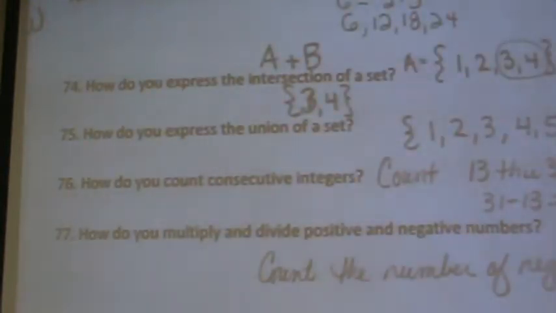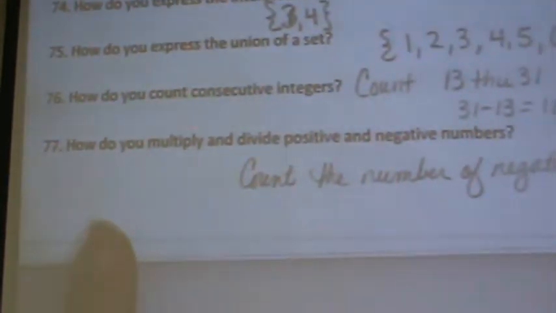Okay. How do you multiply and divide positive and negative numbers? Well, you learn a positive times a positive is a positive. What's a positive times a negative? Negative. What's a negative times a negative? If it's an even number of negatives. And there you go. Thank you, Nick. If you count the number of negatives, if it's odd, it's negative. If it's even and you're multiplying or dividing, it's positive.